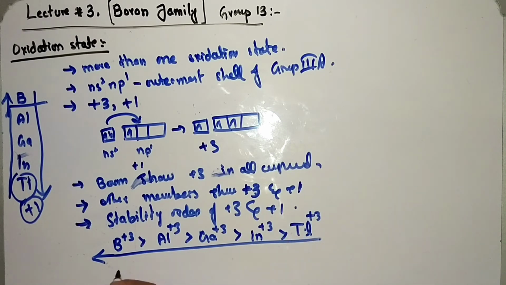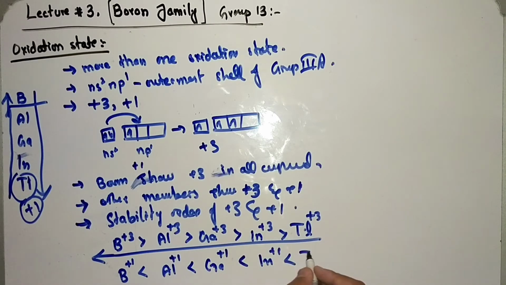While in the case of the +1 oxidation state, boron is very much less stable than aluminium in +1, which is less stable than gallium in +1, and so on. And at the end, thallium is the most stable. It is very stable in the +1 oxidation state.